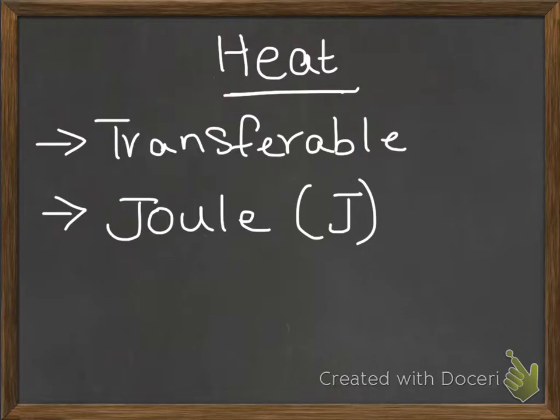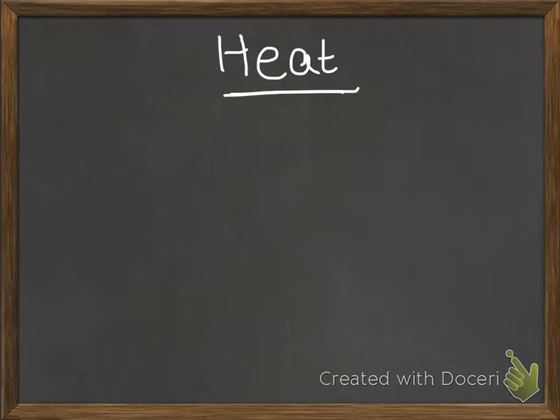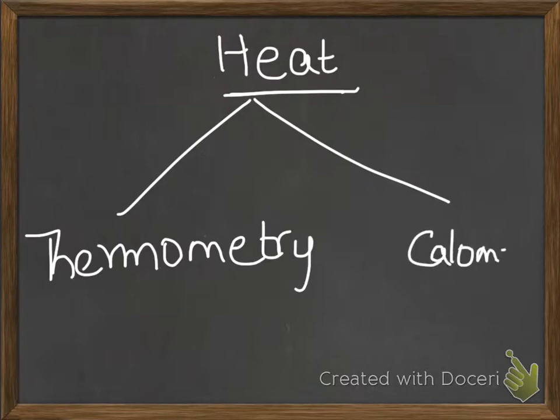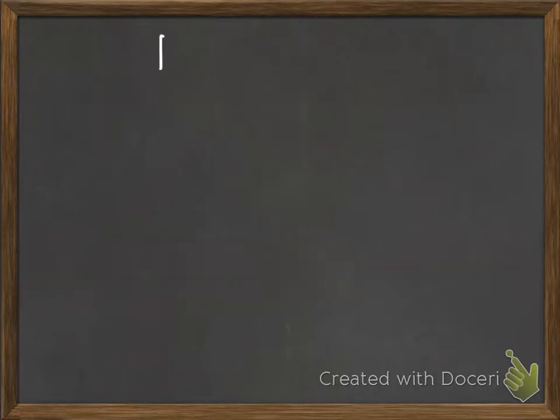Under heat there are many features. Let's discuss them in other videos. Now we'll move on. Heat is divided into two types. One is thermometry, which is related to temperature, and another is calorimetry. In this video we'll be focusing more on thermometry, which is nothing but temperature.